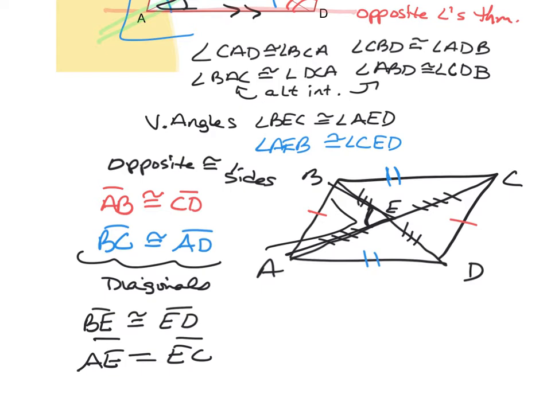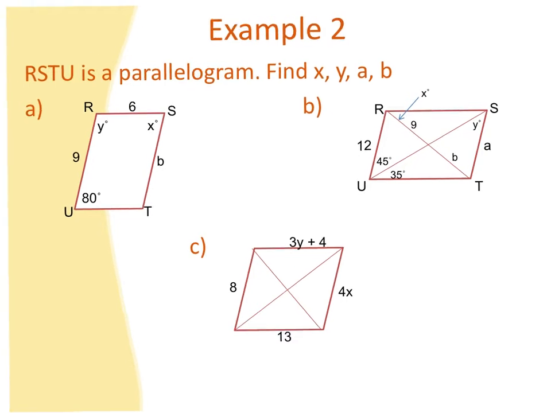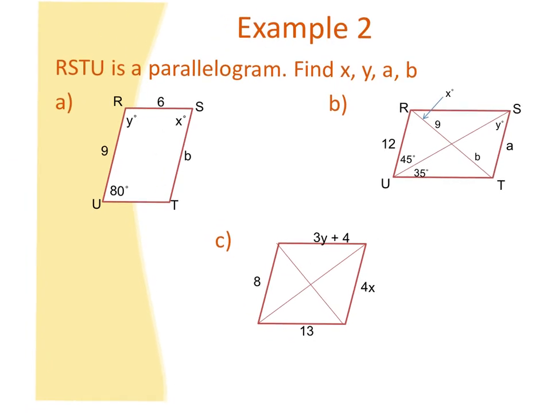Everybody good on example 1? All right. Example 2 is not as bad, but it does have 3 parts. Let's try example 2. So it's telling us that these are a parallelogram. Now, notice C doesn't have letters. Let me just go ahead and add some letters: R, S, T, U. And part A is missing a little a. So let's go ahead and find the value of all these variables.